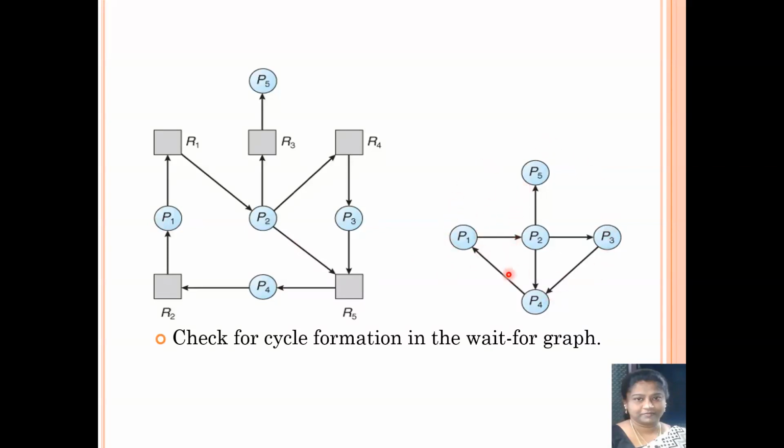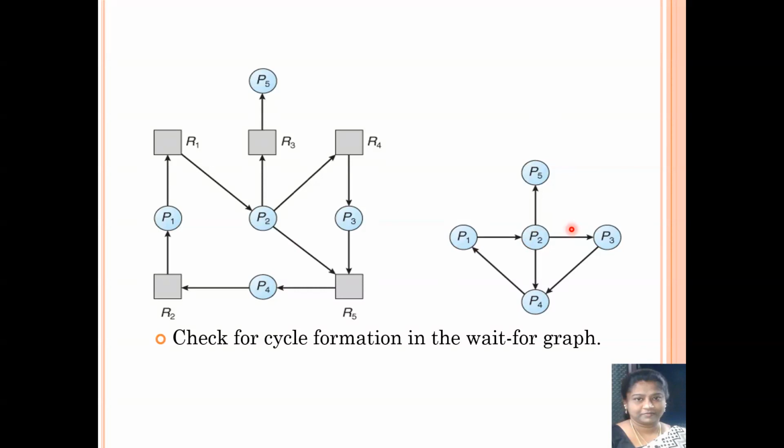Now, what should we do here? The thing that we have to do is check for cycle formation in the wait-for graph. Find out whether there's any kind of cycle formed. If you observe carefully, you have a cycle formation between P1, P2, P3, P4, and P1. You start from P1: P1 is waiting for P2, P2 is waiting for P3, P3 is waiting for P4, and P4 is again waiting for P1. So this is a cycle formation.